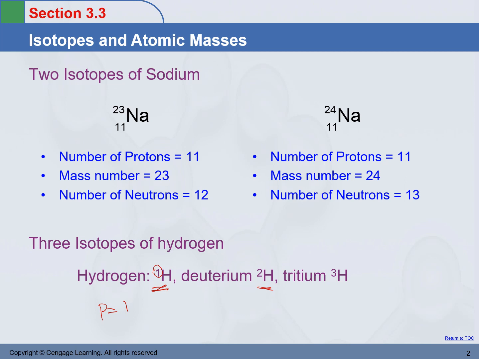If the mass number is 1, that tells you the number of neutrons is 0. The first isotope of hydrogen, which is called hydrogen, has no neutron in its nucleus. In its nucleus, there's only 1 proton. Deuterium: 1 proton, and neutrons are 2 minus 1, so 1. So in the nucleus of deuterium, there is 1 proton and 1 neutron. Tritium has 1 proton and 2 neutrons.